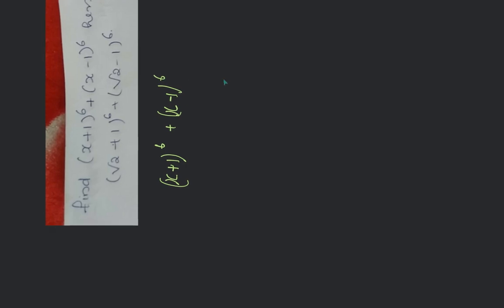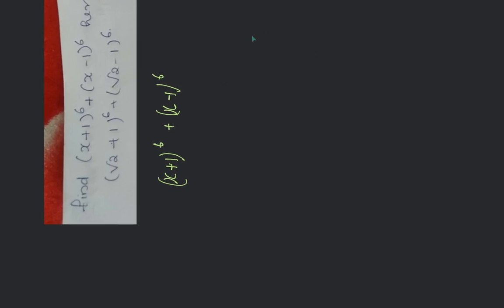The first term is (1 plus x) whole to the power 6, and this is (x minus 1) whole to the power 6, and we have to expand it. There is a property called binomial expansion. We know the formula of (a plus b) whole to the power n.